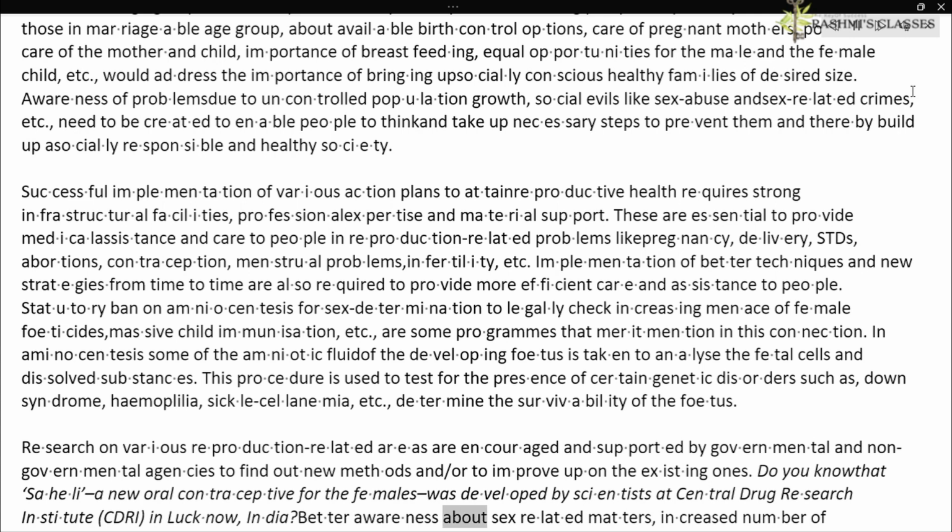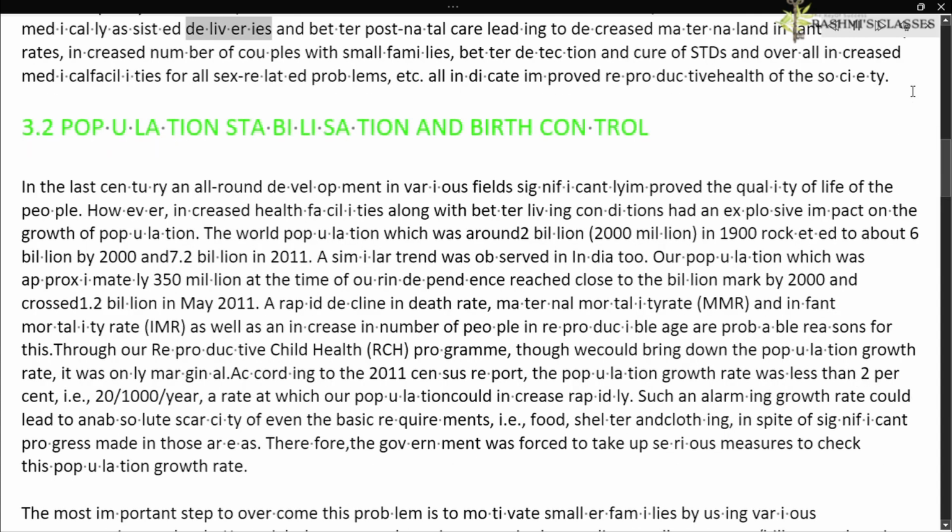Better awareness about sex-related matters, increased number of medically assisted deliveries and better postnatal care leading to decreased maternal and infant mortality rates, increased number of couples with small families, better detection and cure of STDs, and overall increased medical facilities for all sex-related problems, etc., all indicate improved reproductive health of the society.